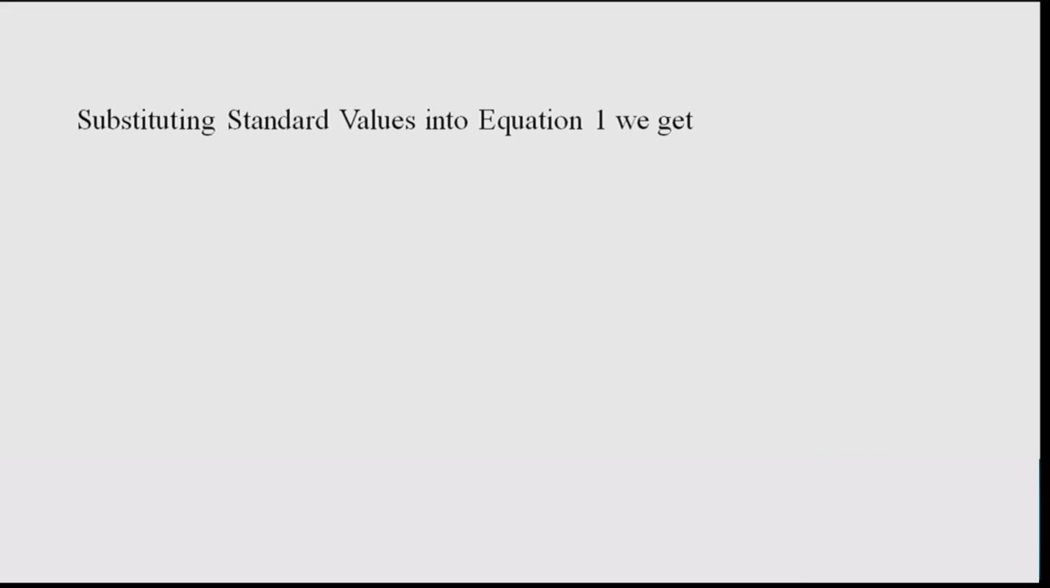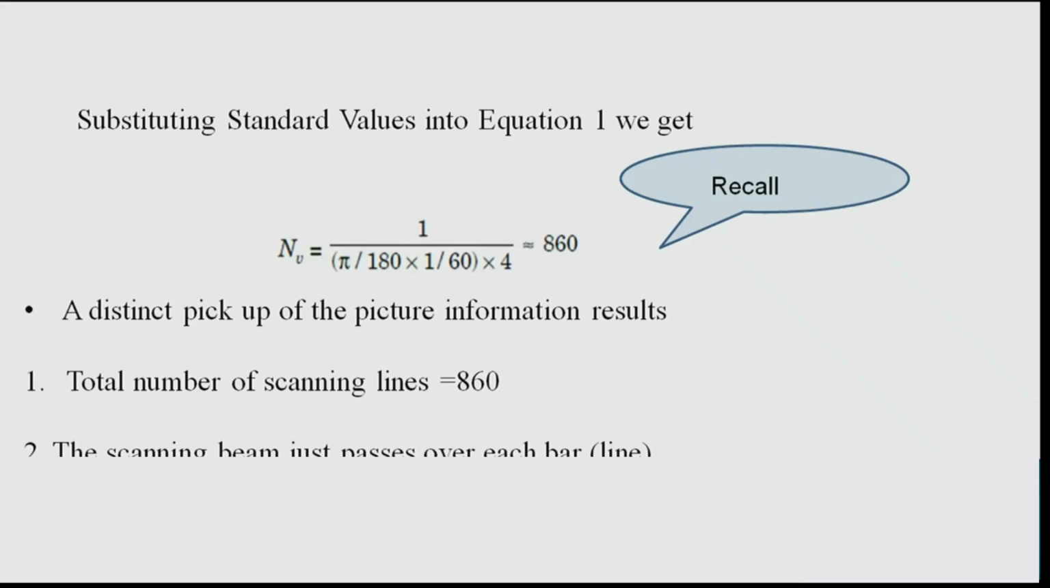Substituting the standard values into equation 1 we get... Now pause the video for 2 minutes, put these standard values into that equation, and calculate the value. Okay, after putting the values into that equation, NV is equal to 1 by pi by 180 into 1 by 60 into 4, and we get 860. This means that for a distinct pickup of the picture information, the total number of scanning lines is 860, and the scanning beam just passes over each bar.